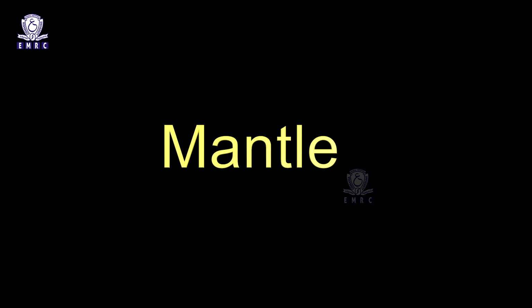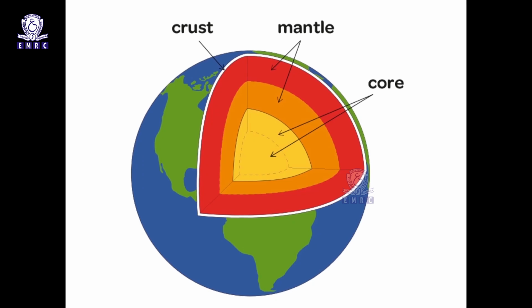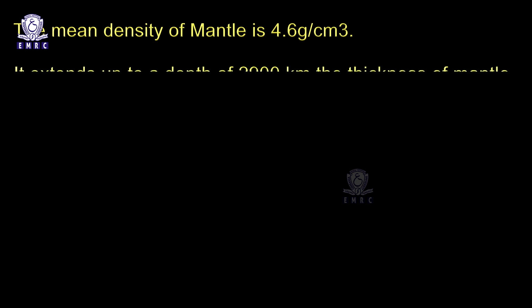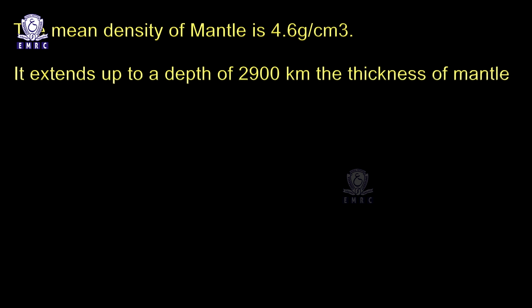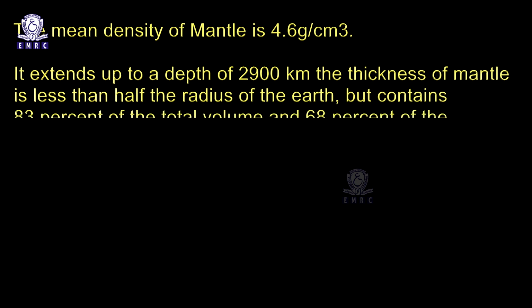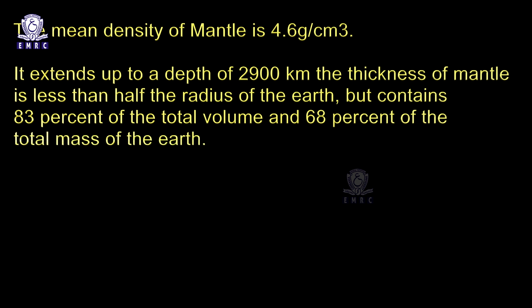The second zone of the interior of the earth is the mantle. The portion of the earth's interior beyond the crust is called the mantle. This layer is situated between the crust and the core of the earth. The mean density of mantle is 4.6 grams per cubic centimeter. It extends up to a depth of 2,900 kilometers. The thickness of mantle is less than half the radius of the earth, but contains 83% of the total volume and 68% of the total mass of the earth.